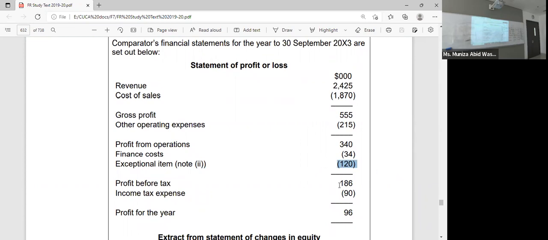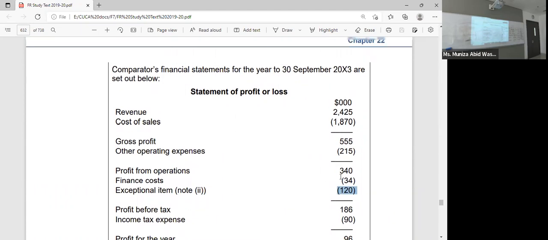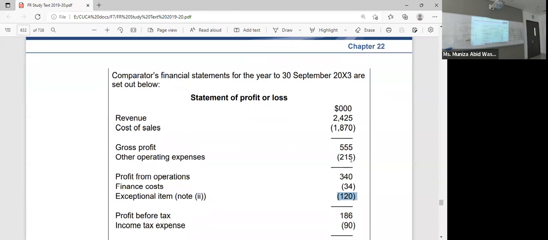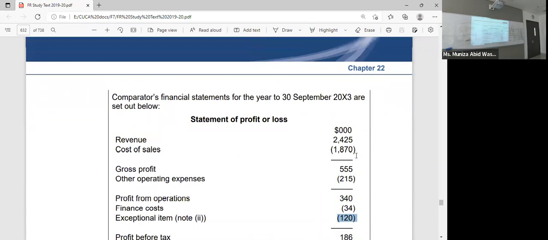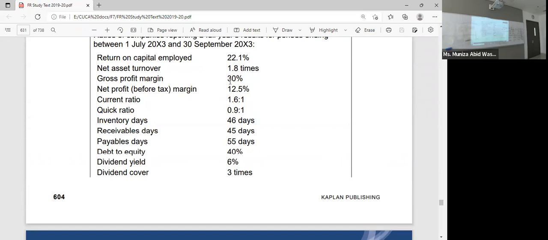186.186%, no, dear. 12.6. 186 plus 120. Done. Divided by 2425. 12.6%. Now see, if you are going to calculate your net profit margin by including that loss on disposal, now your net profit margin is more than the industrial average.